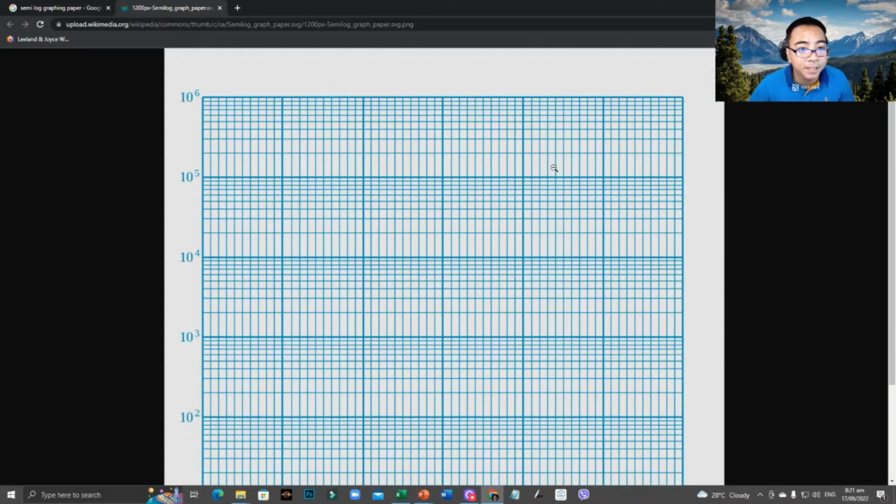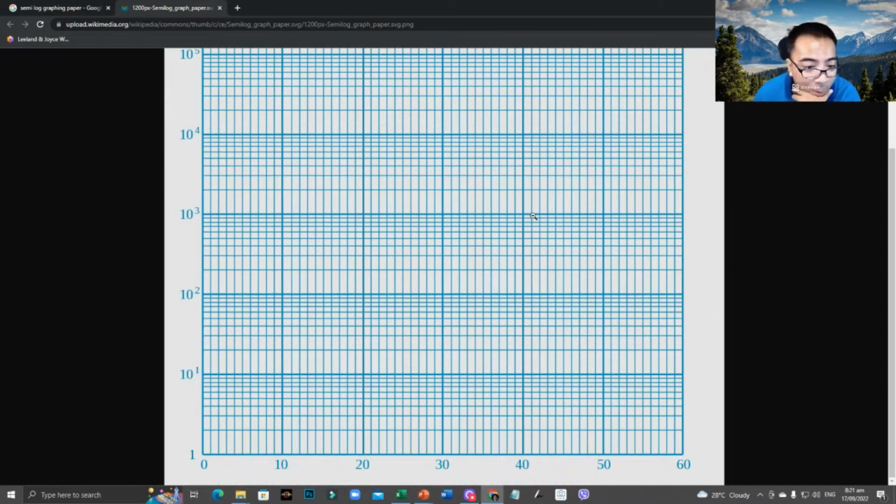Alright. Looks something like this. Now, the semi-log, class, if you notice, has equal divisions on the x-axis. Okay? It follows the standard arithmetic scale. Well, on the y-axis, class, the spacing is big, then suddenly small. Then big, then suddenly small again. Because this y-axis, class, follows the logarithmic scale.